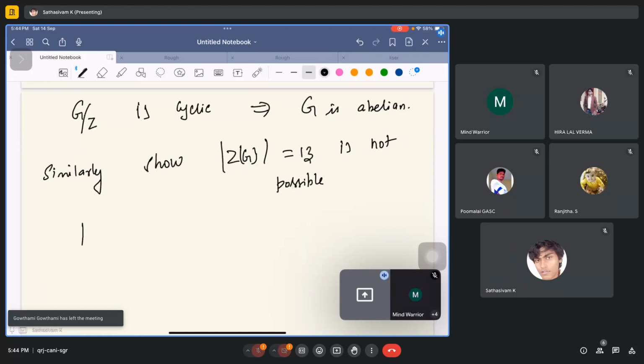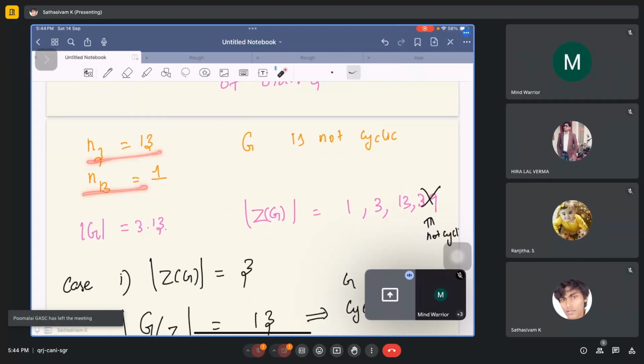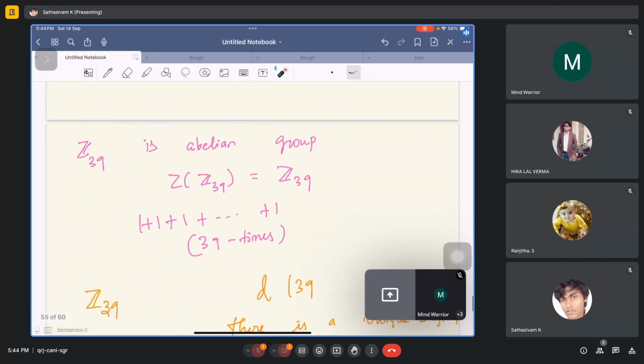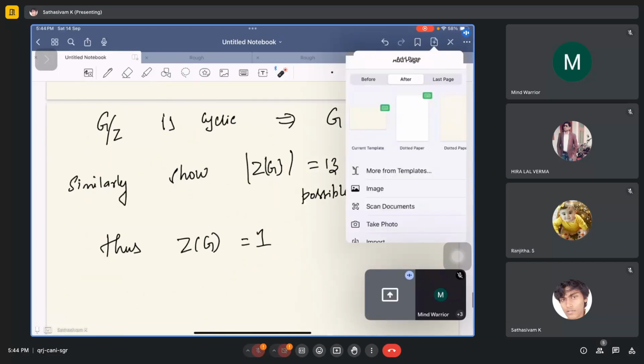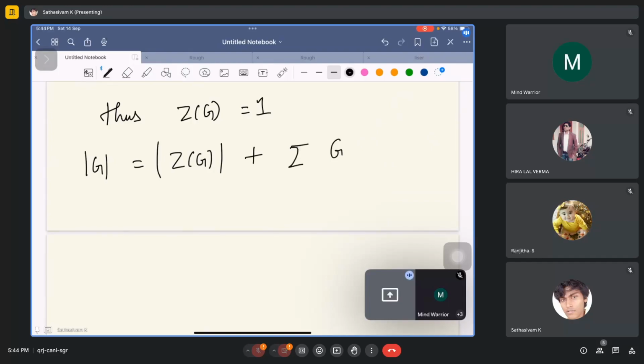So what remains is the center of G has order just 1. Okay. So far we have computed the center. We have also computed these numbers. So this much we have computed so far. What remains is to compute the centralizers, and then we are done. We have computed the size of the center of G, and what remains is the size of the centralizers.